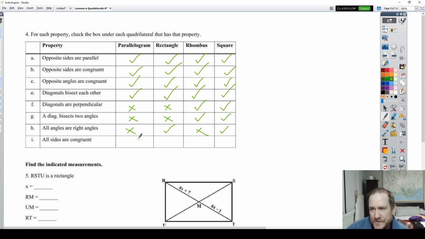And then all sides congruent. That is only true for rhombuses and squares. But that's it for your properties, so you guys can study that list to make sure you know it.